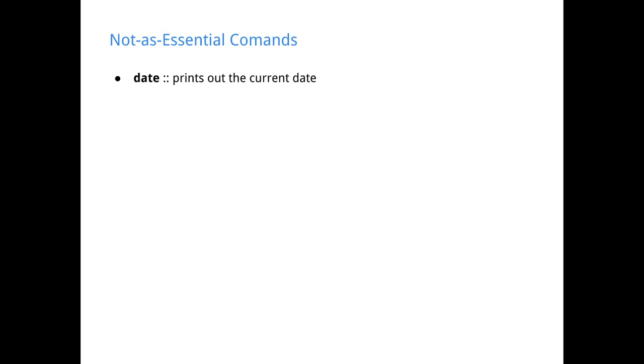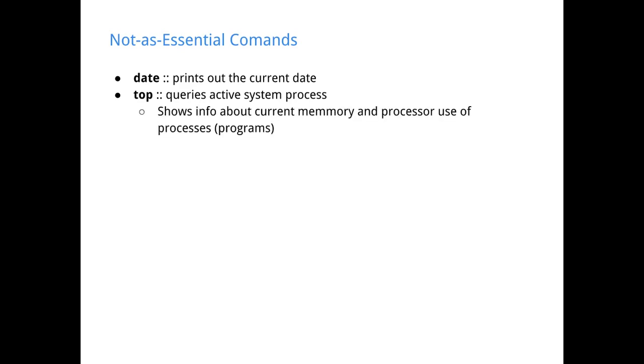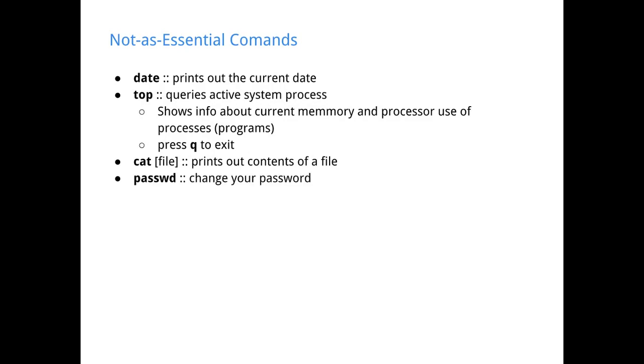So top queries active system processes. It's going to show you what processes are actually running on the system. Good to know. Cat will take a file, and whatever is inside of it is going to print it out. Simple. All these commands are simple, but by chaining them together through a little mechanic in the Bash scripting language, you actually can get some advanced behavior.